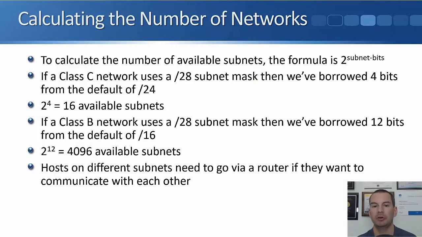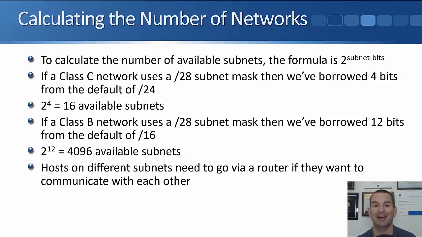To calculate the number of available subnets that we're going to get by moving the line to the right, we use a formula of 2 to the power of subnet bits. Now, the first time I saw this, I thought, oh, I don't know how to do to the power of, never really covered that in school much. Don't worry, it's super simple, as you'll see as we go through these next few lectures.